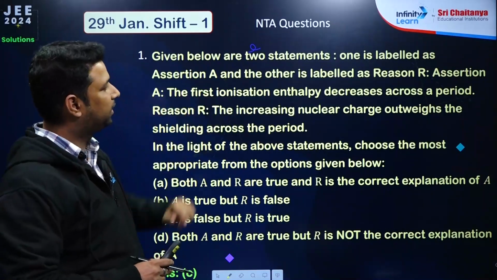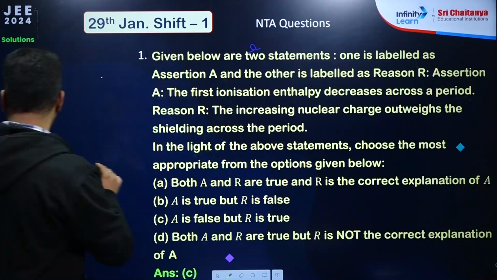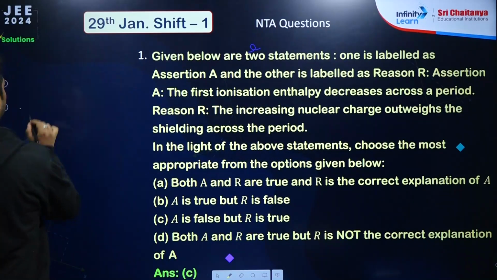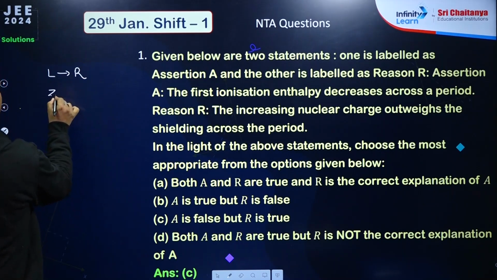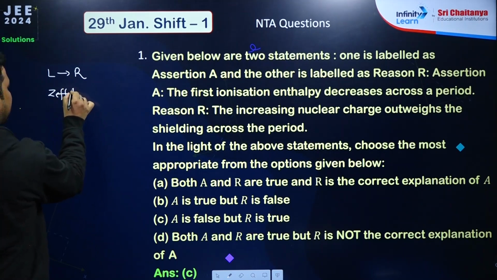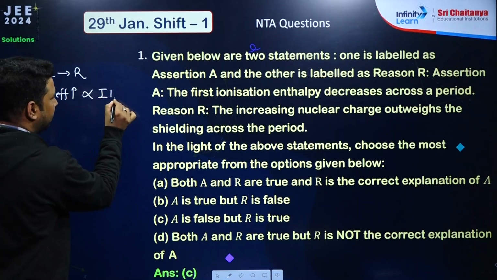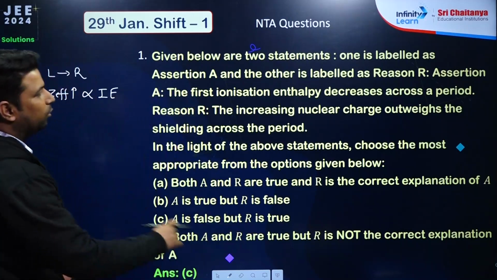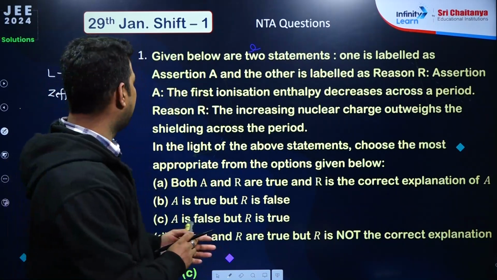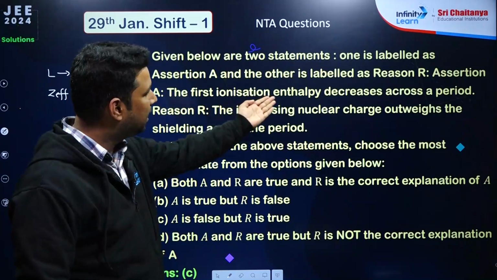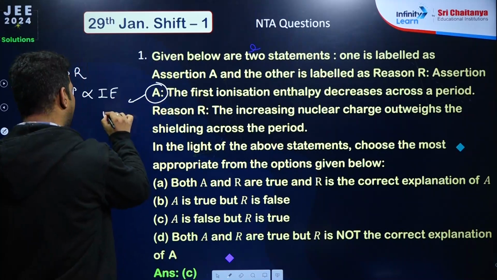The first ionization enthalpy decreases across the period. So everyone knows that going left to right in a period in the periodic table, effective nuclear charge increases. And everyone knows that effective nuclear charge is directly proportional to ionization enthalpy. So left to right, ionization enthalpy has to increase. But assertion says the first ionization enthalpy decreases. It means assertion is wrong.